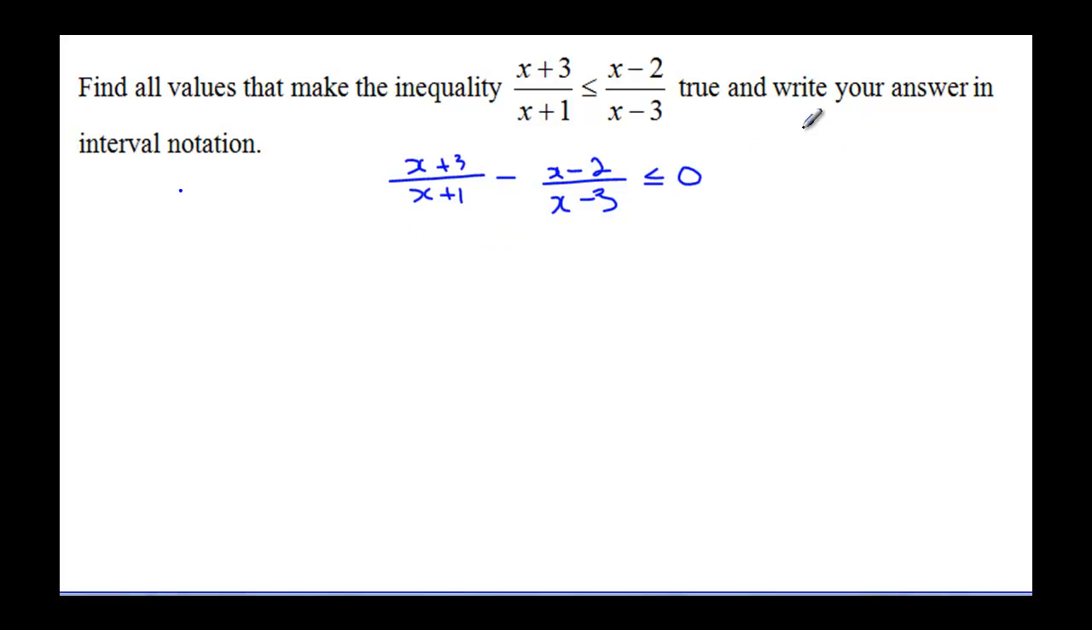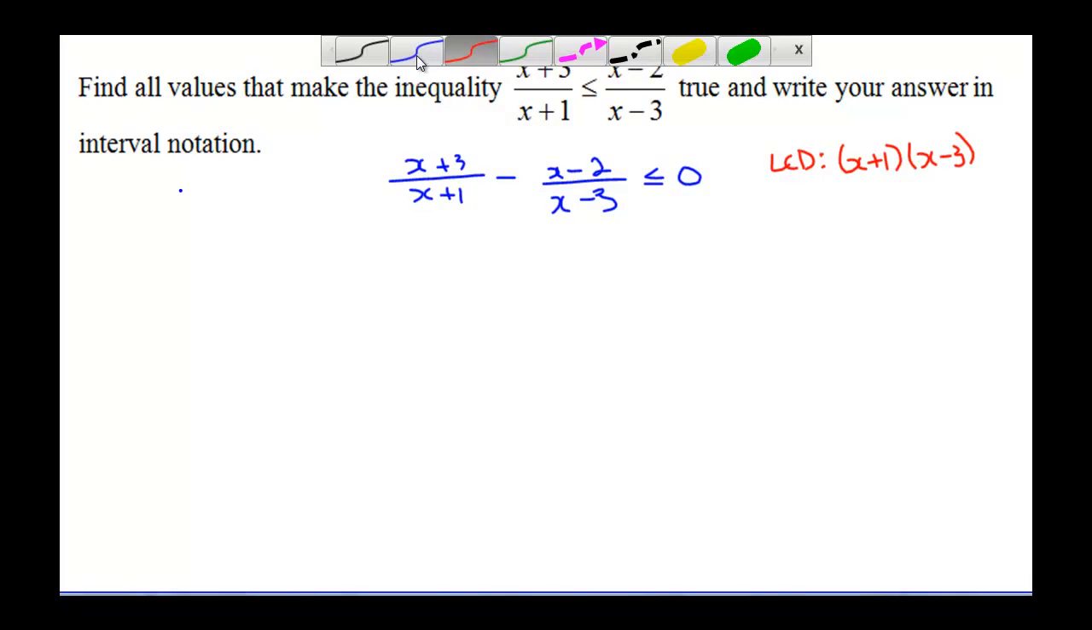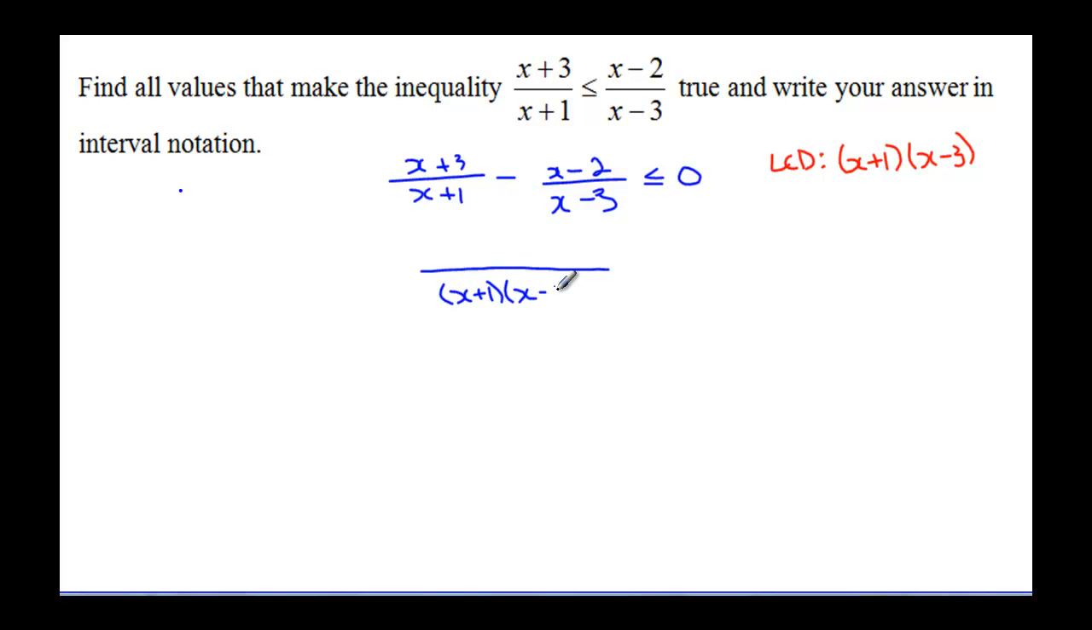Now the LCD is going to be just the two denominators, x plus 1 and x minus 3 multiplied together. So there's my lowest common denominator, and I put this down here at the bottom to make it common. So x plus 1 and x minus 3. Now I multiplied this by x minus 3 because that's what's absent here. So up top I'm going to have x plus 3, which was originally there, and then x minus 3, which is this part of it here.